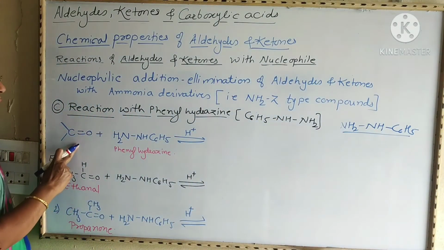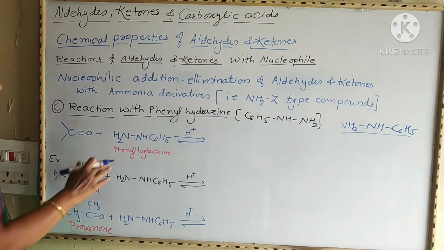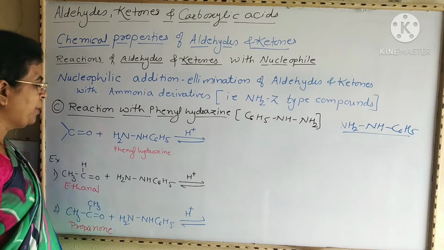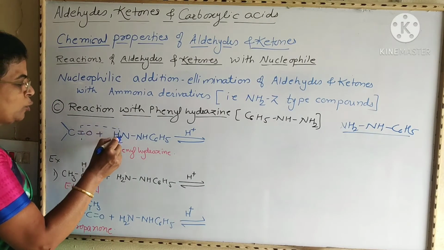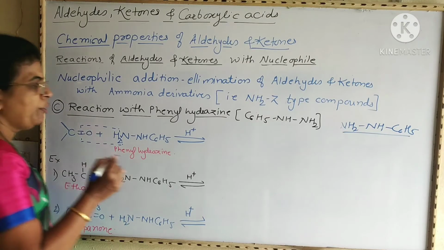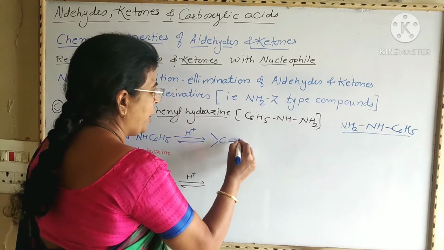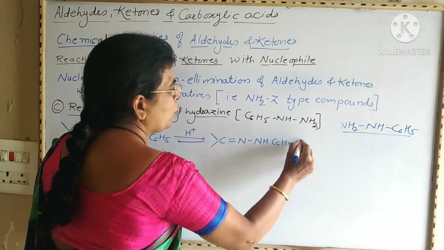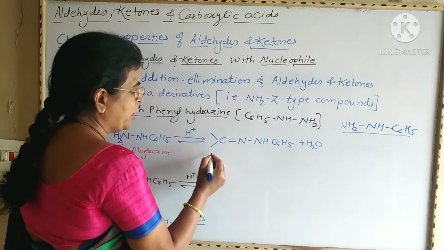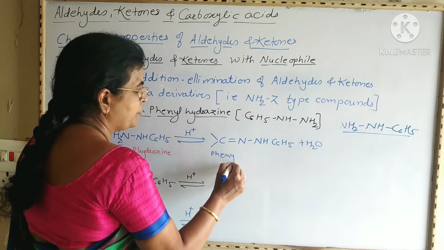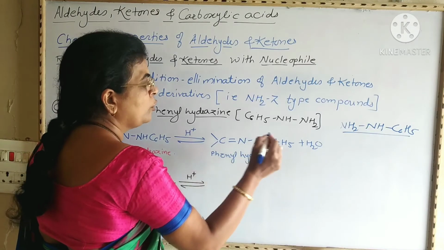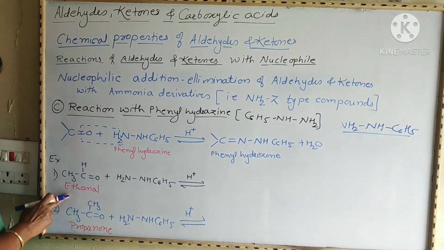That is, this is phenylhydrazine. Now when this carbonyl compound, aldehyde or ketone, is treated with phenylhydrazine in presence of weak acidic medium, then H2O is removed like this, and you will get C double bond N NH C6H5 plus H2O. The name of this compound is phenylhydrazone, a phenylhydrazine derivative. Now we are going to see examples.